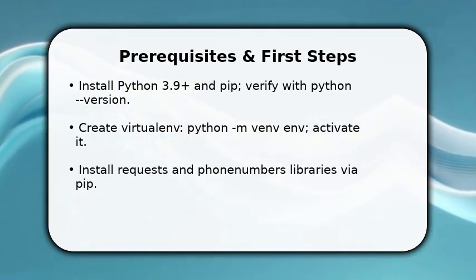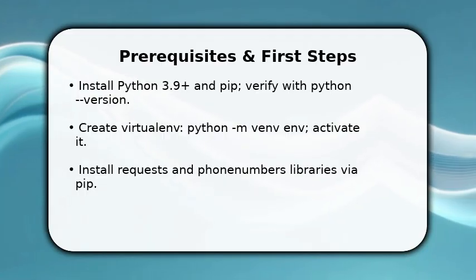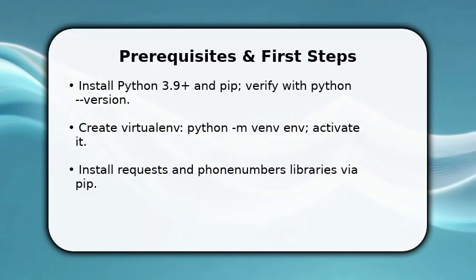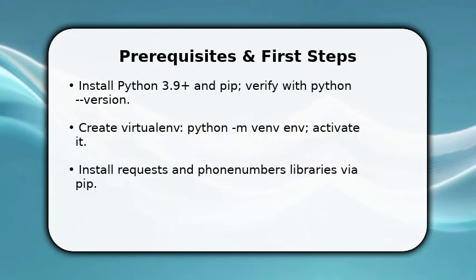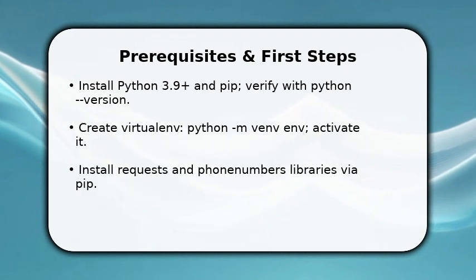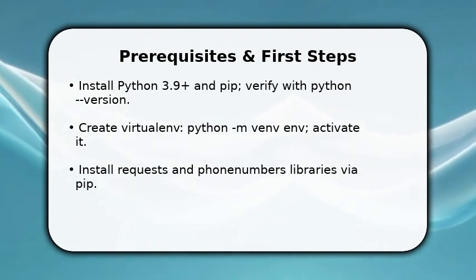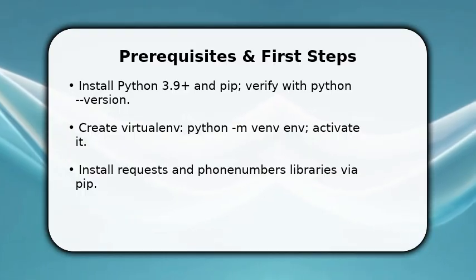Now create a small script file and import phonenumbers and requests. You do this because phonenumbers normalizes formats and requests lets you call a geolocation API. Make sure to choose an API that returns approximate location data and record an API key now.